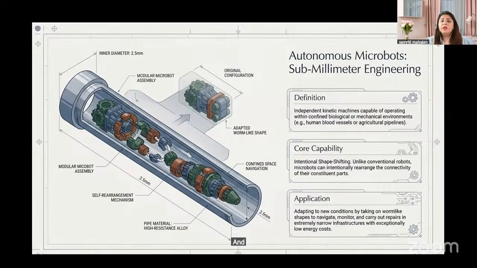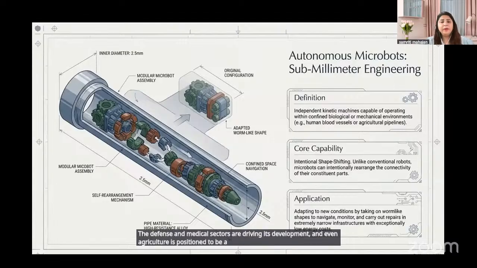This technology is early, but it is moving very fast. The defense and medical sectors are driving its development, and agriculture is positioned to be a major beneficiary within this decade.